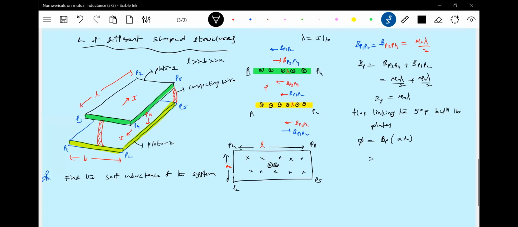What is the value of BP? It's equal to mu naught lambda. Further, lambda is I by B. Now, how do you define self-inductance? Flux linking per unit current. So it is mu naught A L by B. This is the self-inductance of this structure. The first one we are doing. In some applications, only one turn.